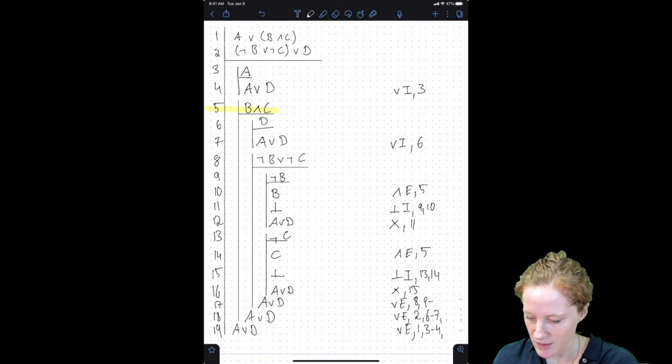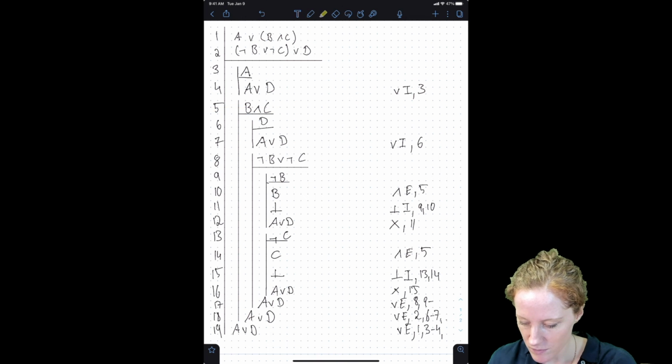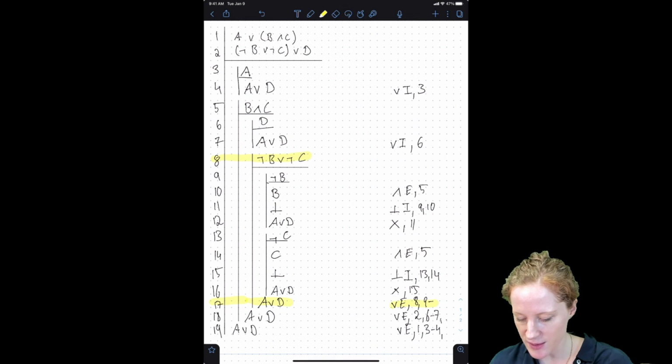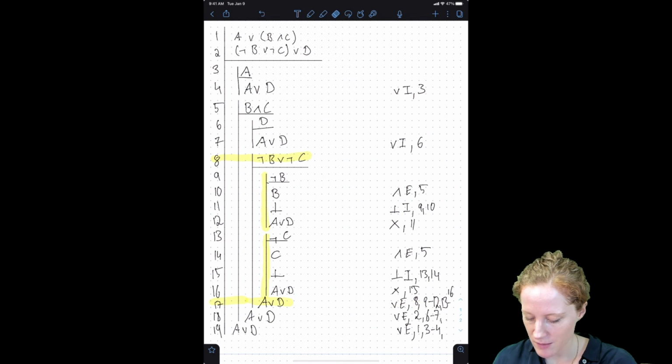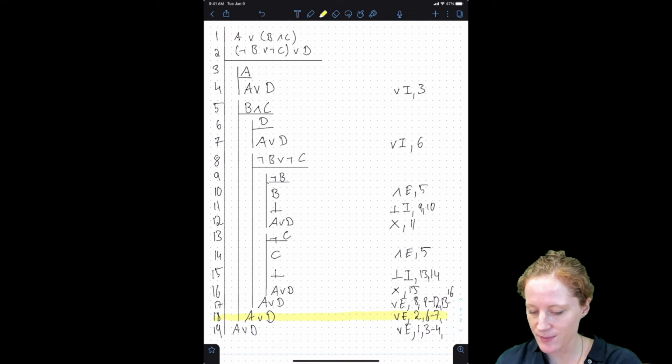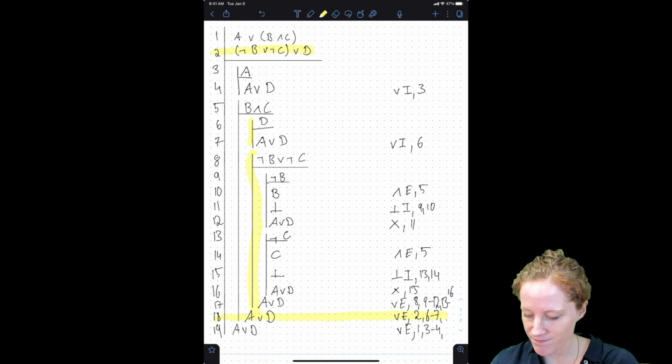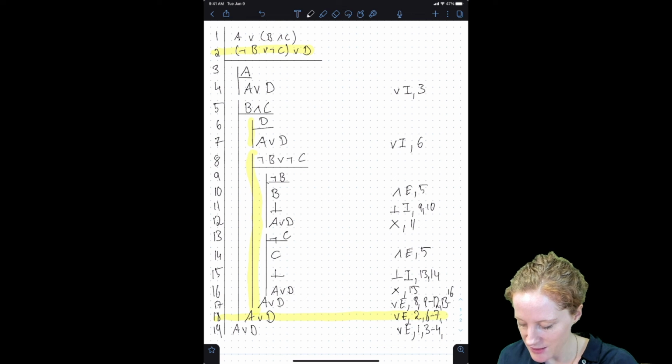So line 17 is justified by disjunction elimination applied to line 8 and the two subproofs from 9 to 12 and 13 to 16. So that's what I'll put here, 9 to 12 and 13 to 16. Okay, good. Now line 18 is justified by disjunction elimination applied to lines 2, 6 to 7, and 8 to 17. So that's what I am going to write here, 6 to 7 and 8 to 17.